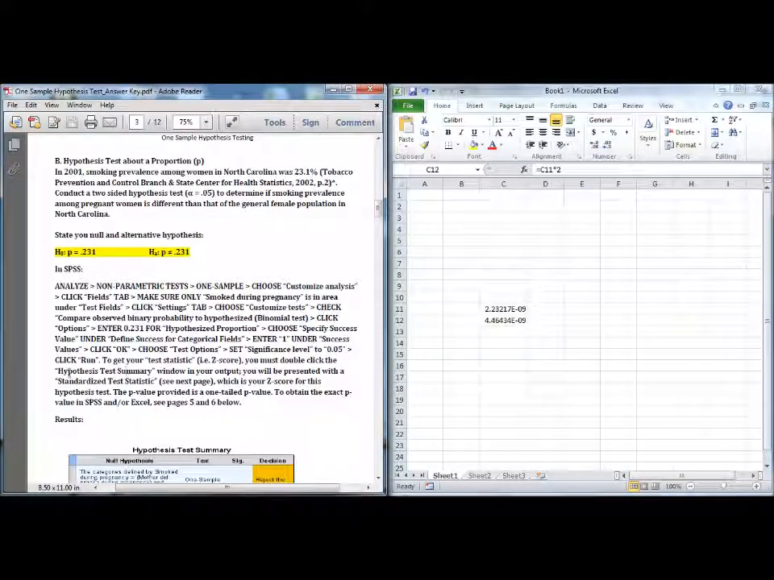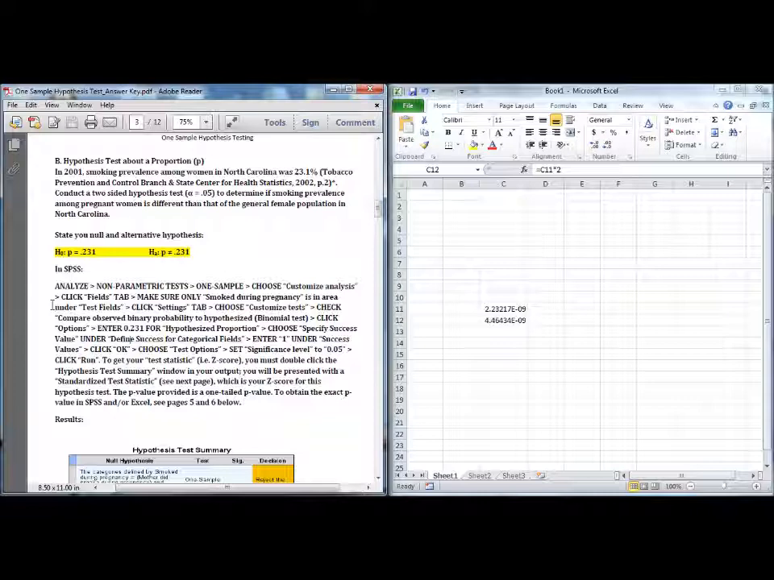So the probability of getting something that extreme, as you can see here, is very, very low. And that's obviously less than our alpha. So we are rejecting our null in this case. We reject the null and we say that the true population parameter is not 0.231. In fact, our findings indicate that it's less than 0.231.